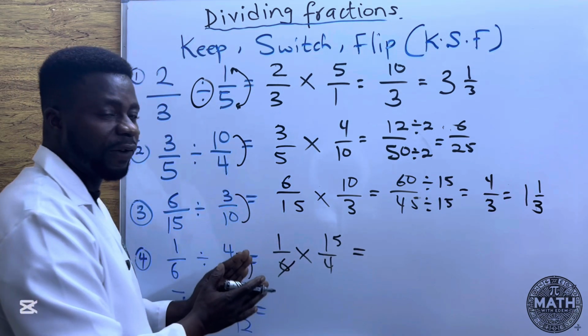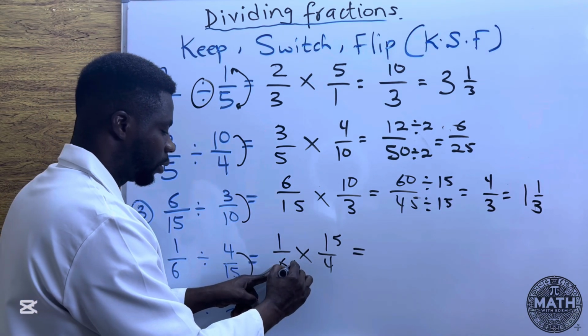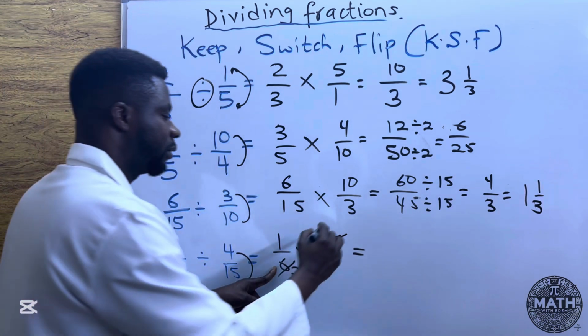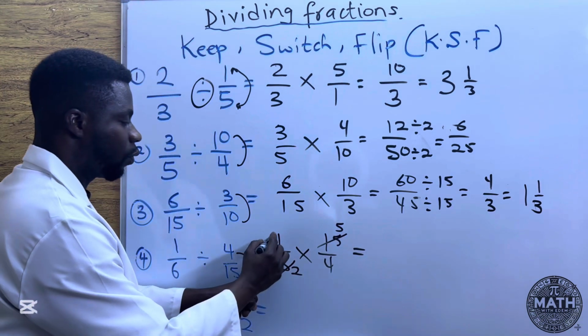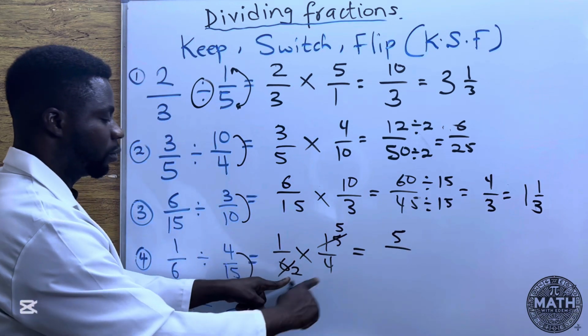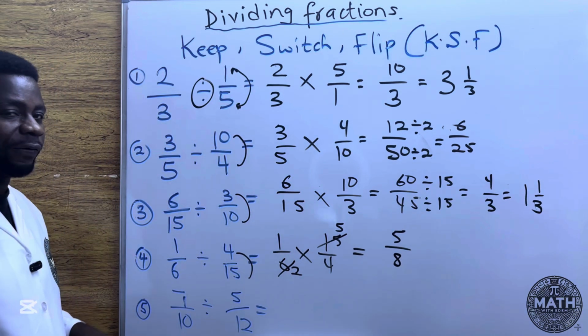We are going to simplify the two fractions. 3 divides 6 two times, and 3 divides 15 five times. So 1 times 5 is going to give us 5 over 2 times 4 is going to give us 8. And that's going to be our fraction.